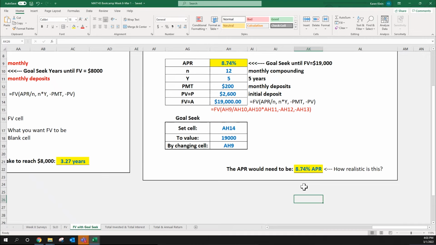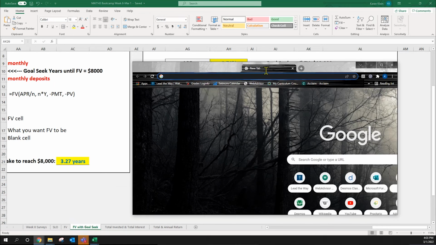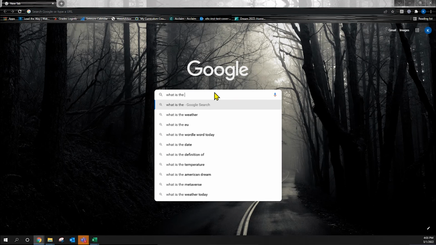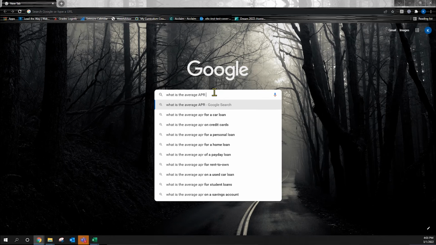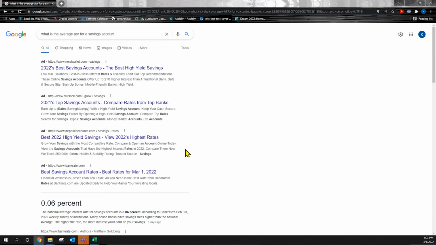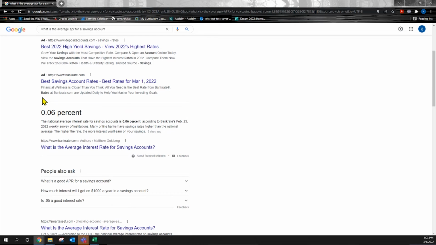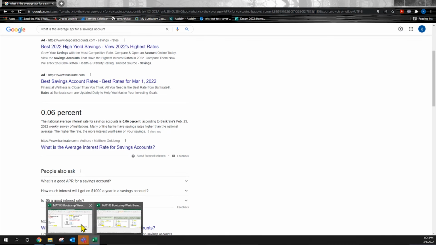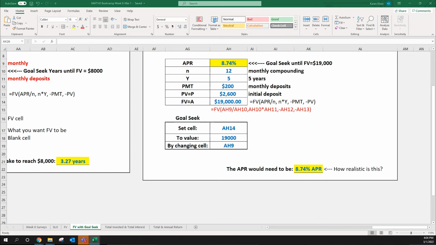So couple things. Earlier today I was teaching my class and I just asked them to Google what is the average APR for a savings account, just to see what comes up on Google. And look, right there it is: 0.06%. This is a percentage, so it's going to be 0.0006. So that value that we have, if we just calculated, is not very realistic at all, is it?